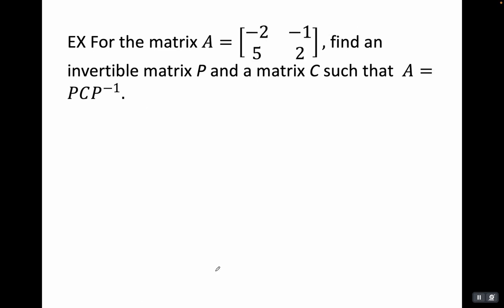For the matrix A equals [-2, -1; 5, 2], find an invertible matrix P and a matrix C such that A equals P C P inverse. This is the matrix I talked about earlier, and then we'll have the punchline. You'll see what we're actually doing with all of this.